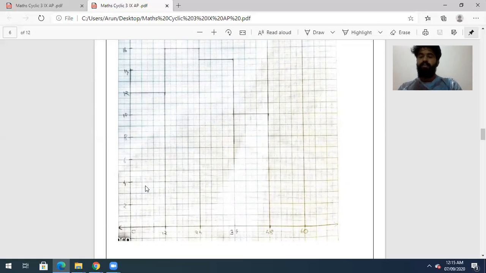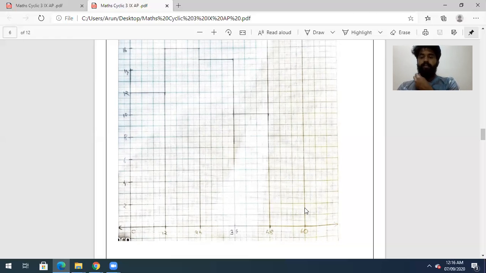The frequency for 0 to 12 is 12. So you'll go to 12 on 0 and 12 on 12. You will make a straight line, draw a rectangle. Then from 12 to 24, it is 16. So you'll go to 16 on 12. You'll go to 16 on 24, draw a rectangle. 24 to 36, it is 15. So you'll go to 15 on 24, you will go to 15 on 36. You'll draw a rectangle. Then for the next class interval 36 to 48, it's 10. You'll go to 10 on 36, you'll go to 10 on 48.